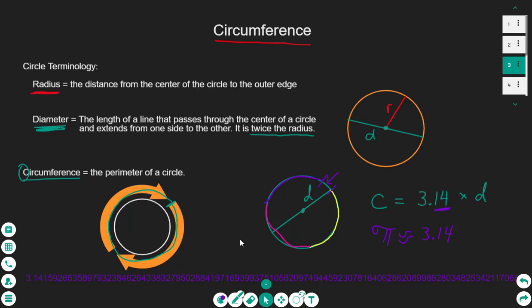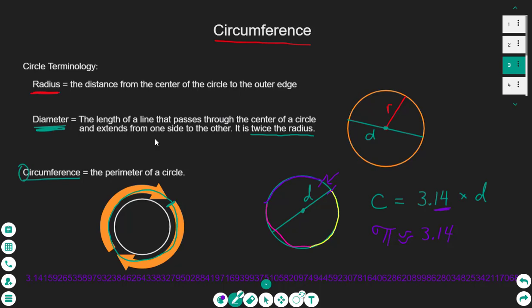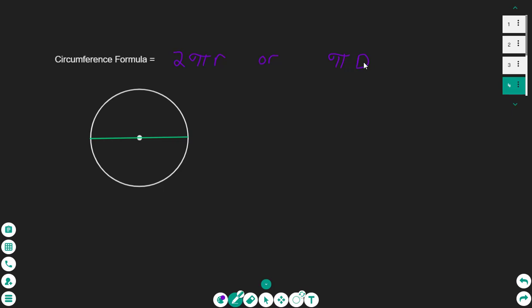All right, so how can we use this in practical terms? Well, this means that we now have a formula to find the circumference, or the distance around a circle. And the formula goes like this. It is 2 times pi times the radius. Or, another way to write this would be pi times the diameter. So pi times the diameter, that's essentially what we were just showing here. 3.14 times the diameter. You could also consider the diameter to be 2 radii.